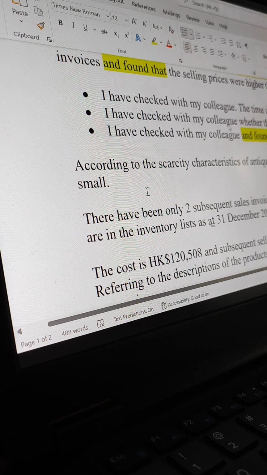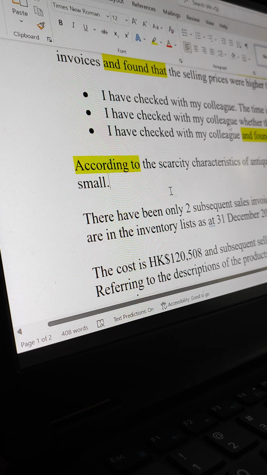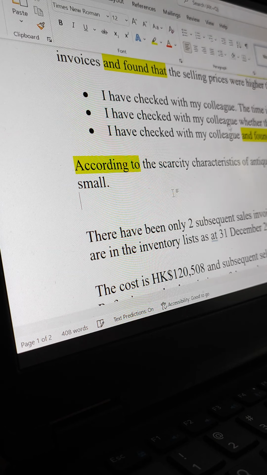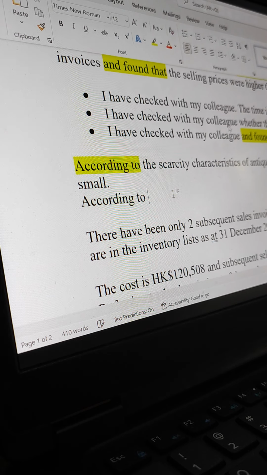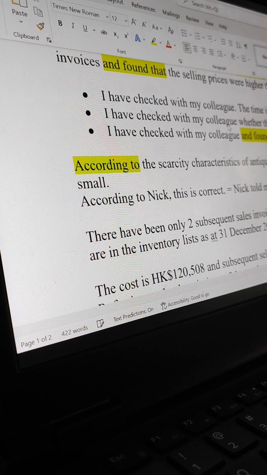Okay, so according to this part here, we don't really see the scarcity characteristics of antiques. We can't really say that, especially not this. According to is not right. According to means where you got your information from. So, for example, if you said, according to Nick, this is correct, that means that Nick told me that this is correct. So here you've got, according to the scarcity characteristics of antiques, that means that the scarcity characteristics of antiques told you something.